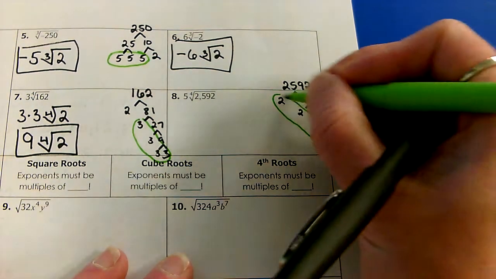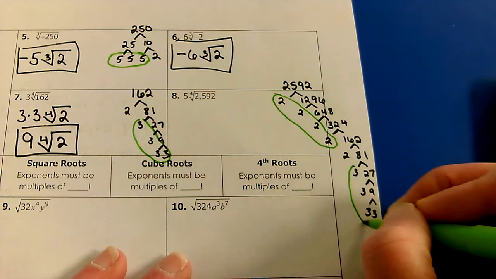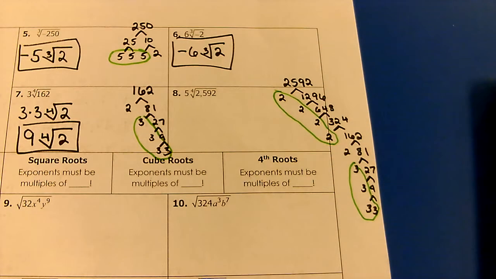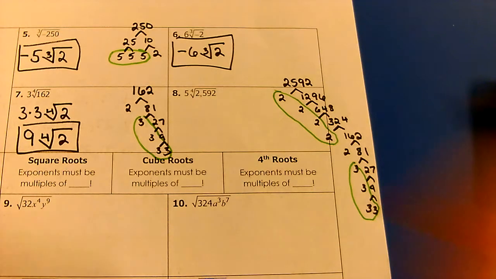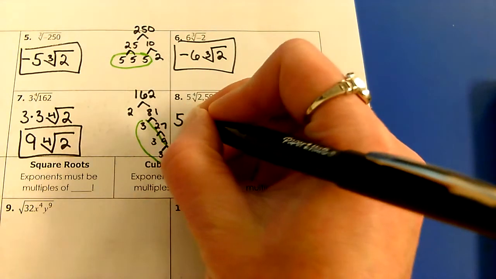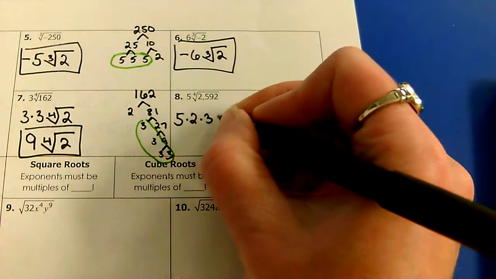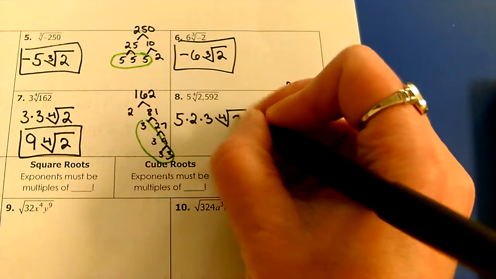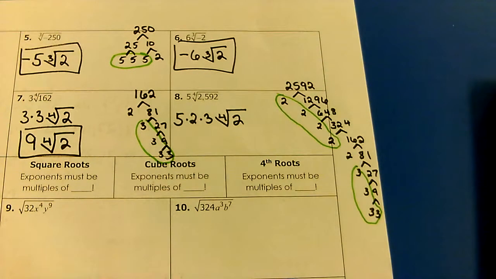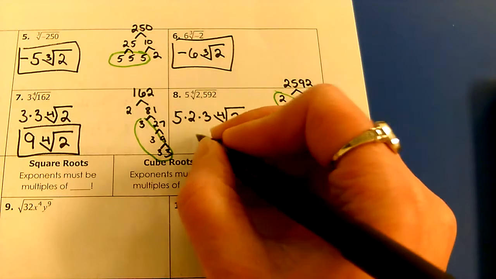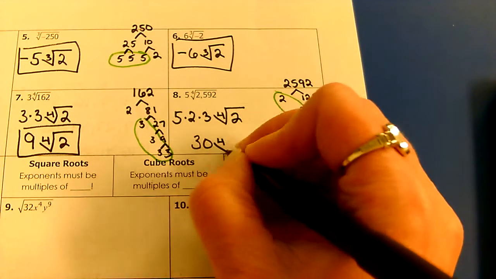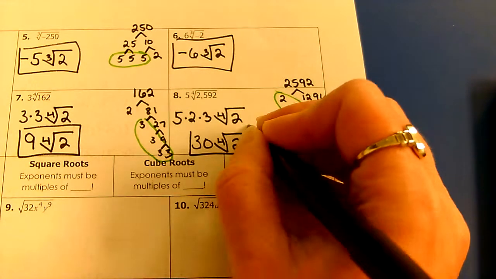I have 4 of a kind there and 4 of a kind here. So each of those as a single root gets to come out. So the 2 and the 3 get to come out. There's a 2 left in, and that's 30 fourth roots of 2.